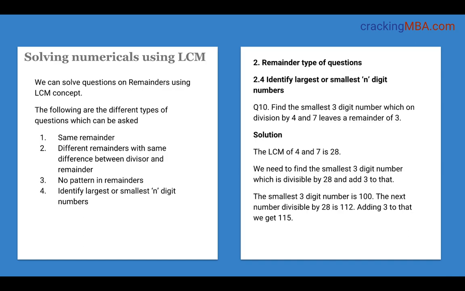So this is basically an extension of the concept of method 1 which we applied before. We identify the LCM, find the number which is divisible by it and greater than 100, and then add 3 to that.